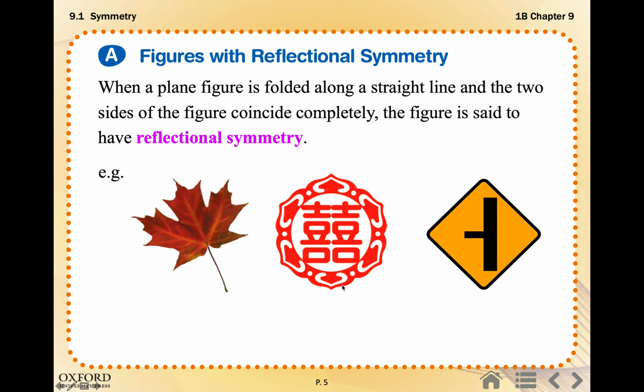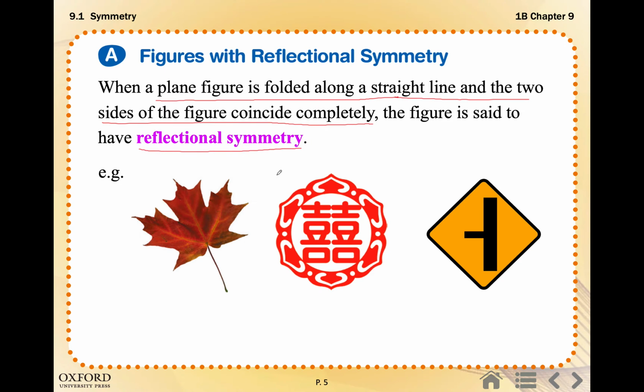You can see the definition of symmetry here: when a plane figure is folded along a straight line, and then the two sides of the figure coincide completely. And the meaning of coincide, that means they are overlapped. 咁中文我哋即係話其實佢係重疊咗、重合係嘛？重合咗嘅意思。And then this figure we call it reflectional symmetry.